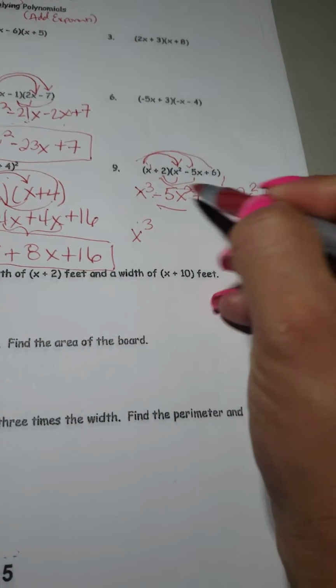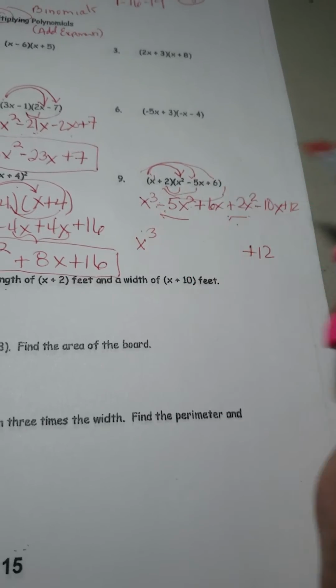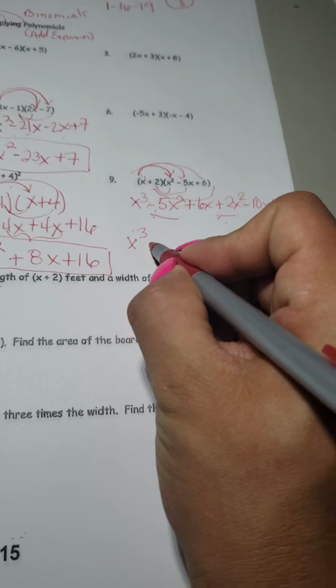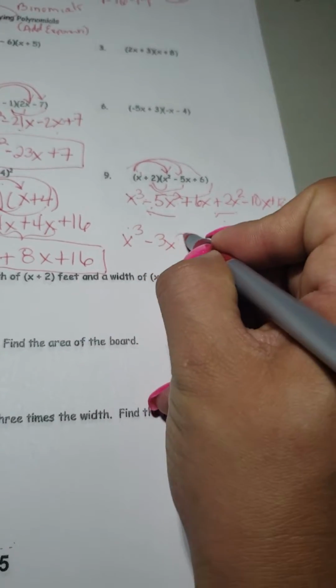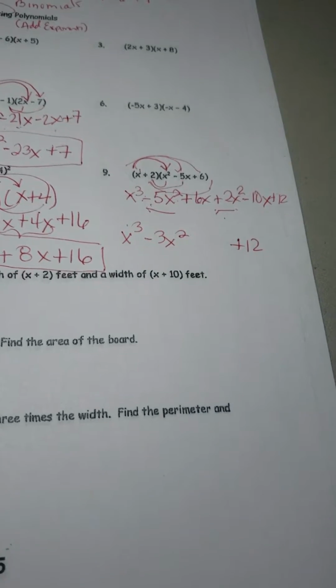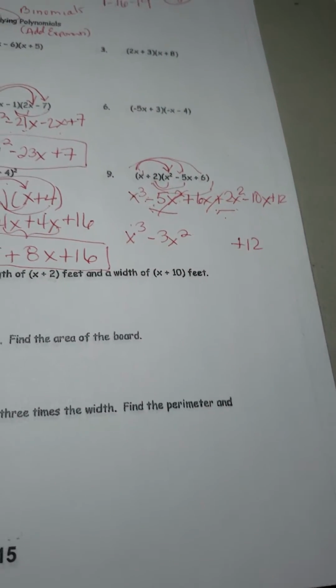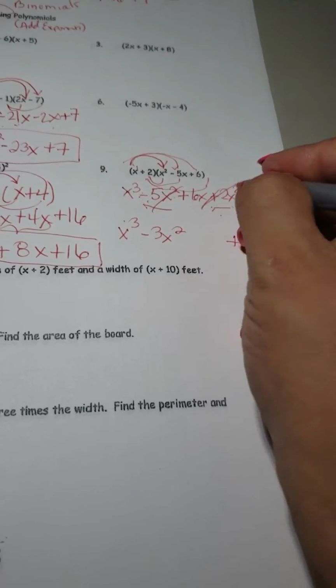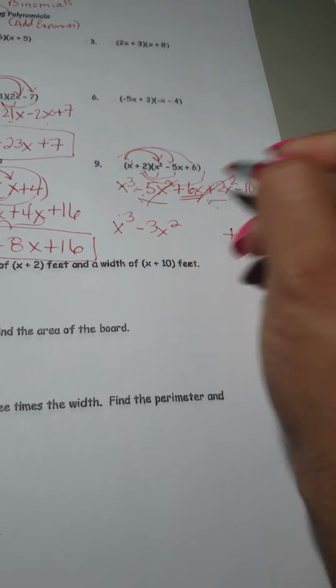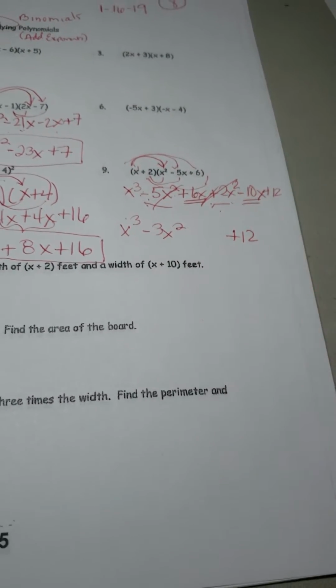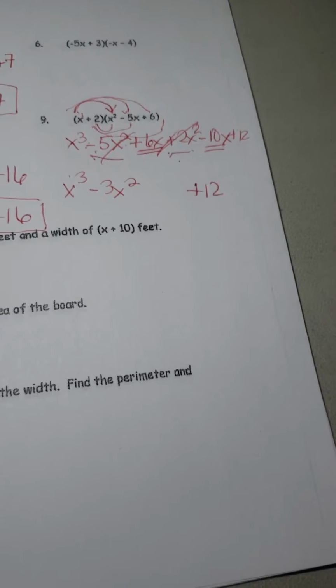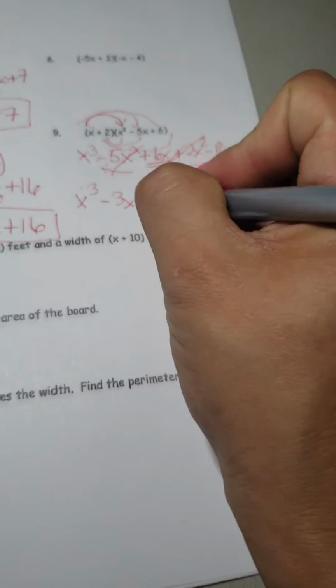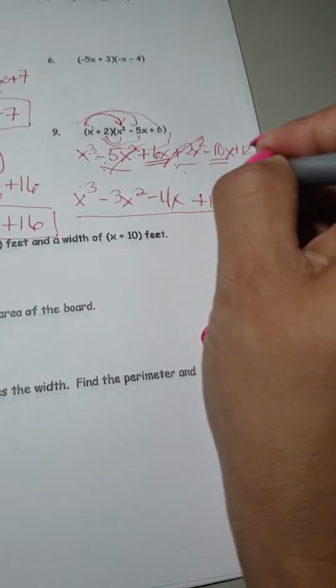What's negative 5 plus 2, or 2 minus 5? So this is negative 3x squared. If you want to cross it out, we know we already used it. Oops, not that one, this one. And then we have 6x and then negative 10x. Those are like terms. And what's, very good, negative 4x. This is our answer.